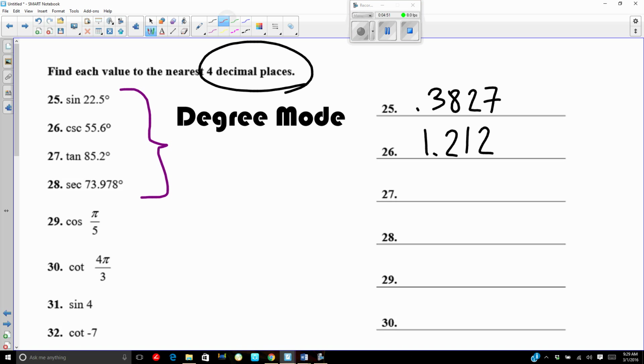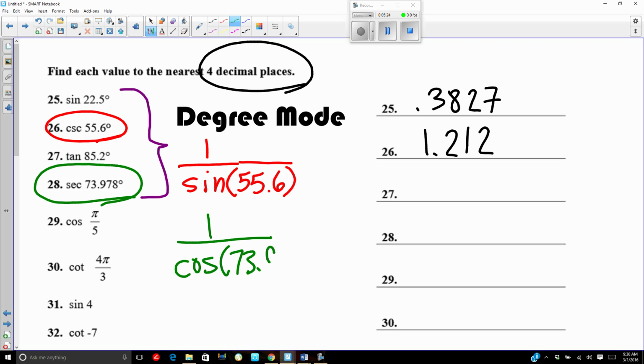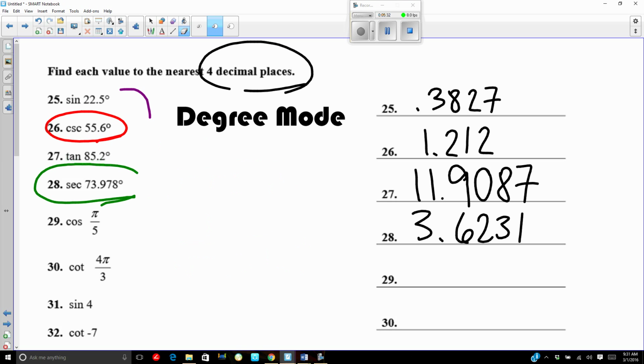So there are your answers for 25 and 26. Remember, for 26, put that in the calculator. Cosecant is the reciprocal of sine. So that's how you should get number 26: 1 divided by sine of 55.6. You're going to do something similar for number 28, except it'll be 1 divided by the cosine of that angle. So there's 25 through 28. Now, if you've got any questions, pause if you need to.